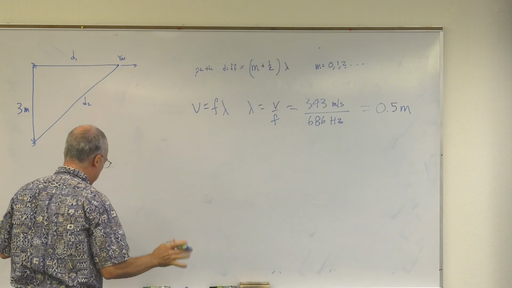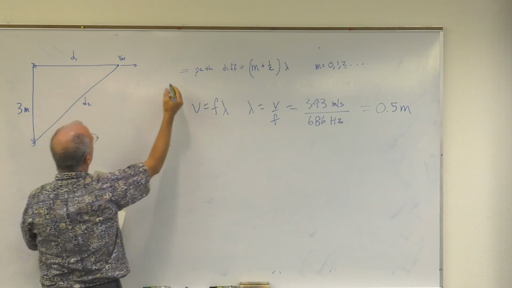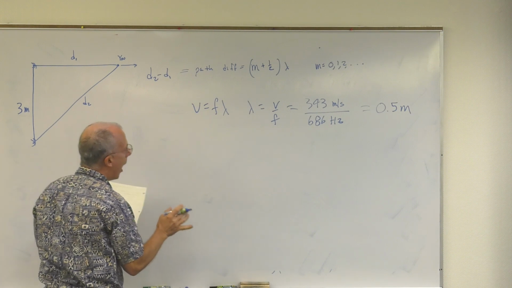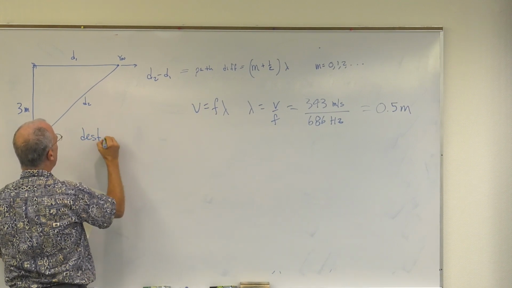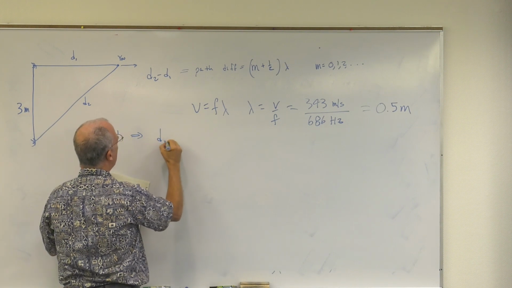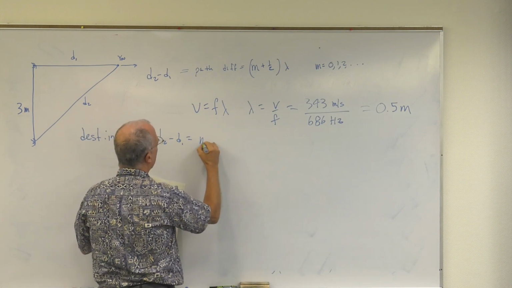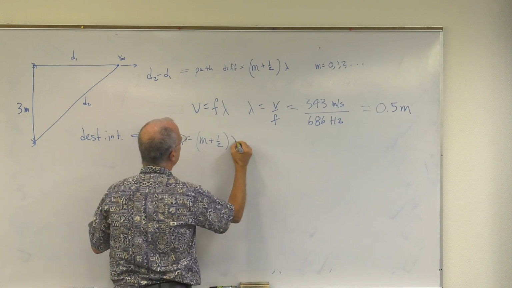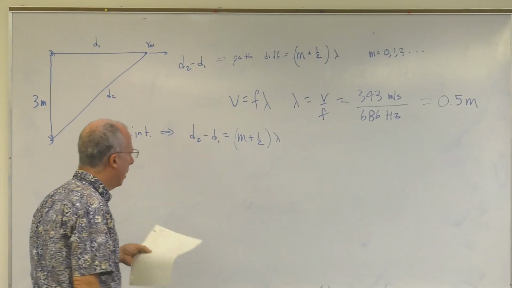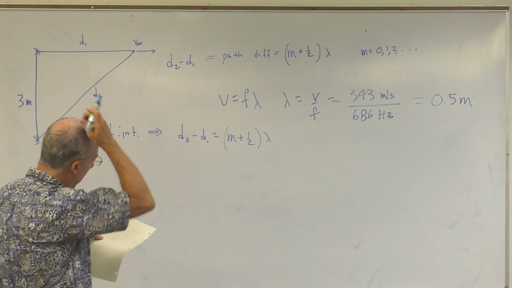Now, this question is a pain. What's the path difference? It's D2 minus D1. We want destructive interference, so we want the path difference, D2 minus D1, to equal (m plus 1/2) wavelength, and we're guaranteed to get that minimum. Now we've got to solve for this thing. Oh golly, how are we going to do that?